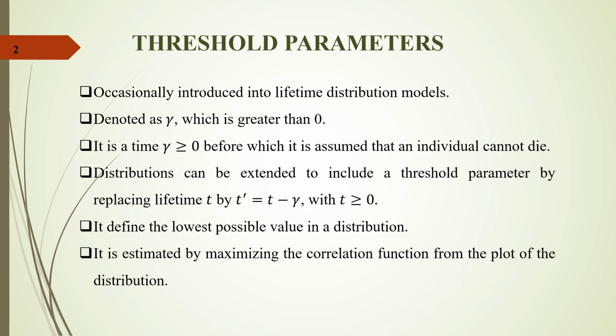In every distribution, we can include threshold parameters by replacing lifetime t by t prime, which is equal to t minus gamma, with t greater than or equal to 0. Threshold parameters can be estimated by maximizing the correlation function from the plot of the distribution. It defines the lowest possible value in a distribution.